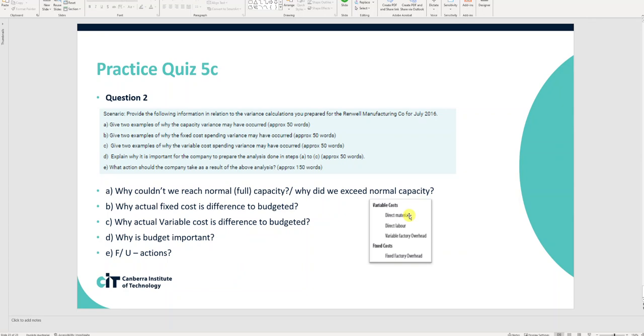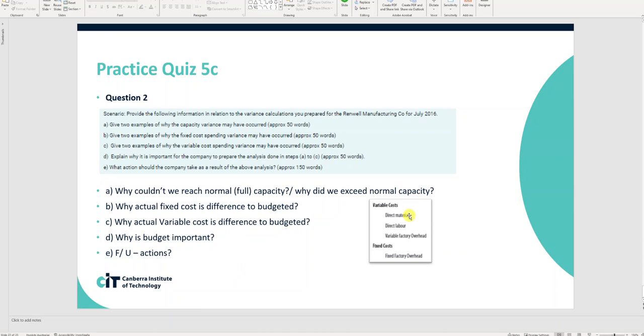Now also in part D you need to explain why it is important for the company to prepare the analysis done in parts A and C. So basically it's asking you why it is important to have a budget. We looked at this multiple times: think about your cash flow, think about your company strategy, etc.